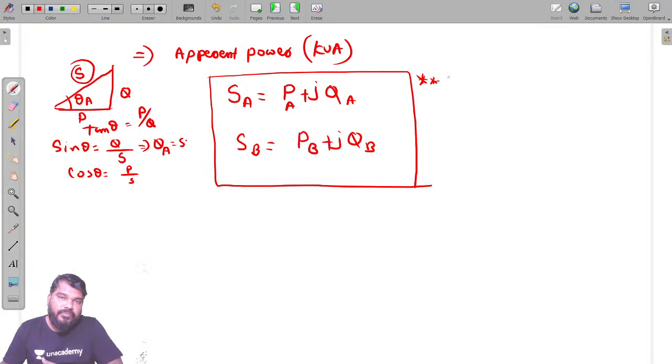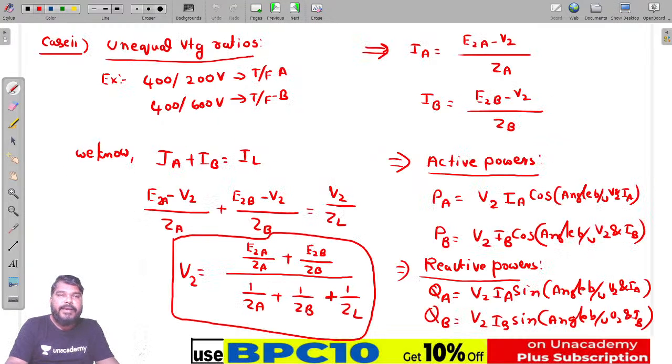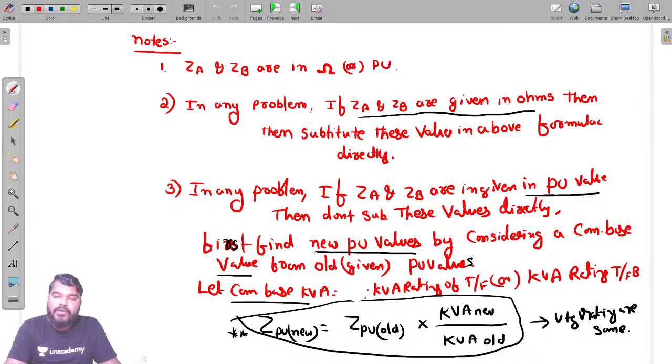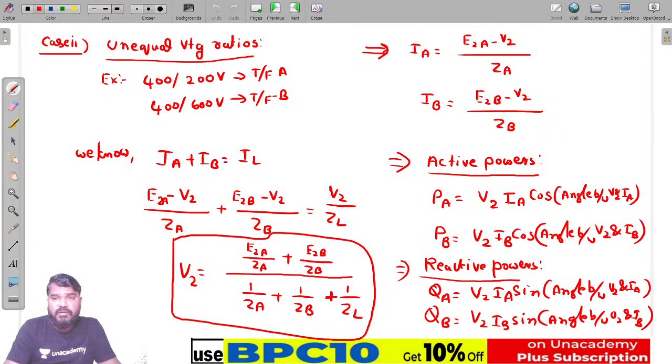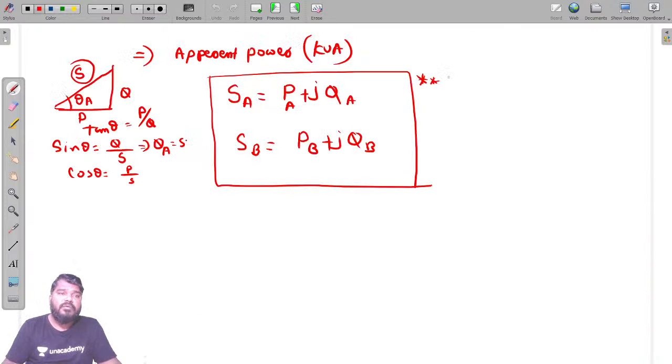Yes, all of you clear now? So if the voltages are unequal like this, we have to calculate. Yeah, that is also correct. But IA we can get, but we require it in terms of the load. SA is equal to VA into IA.